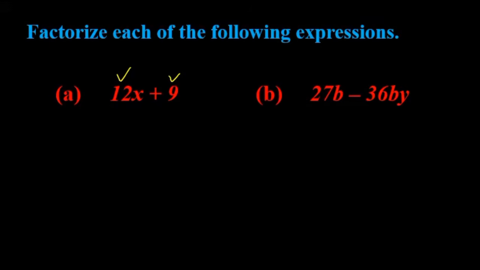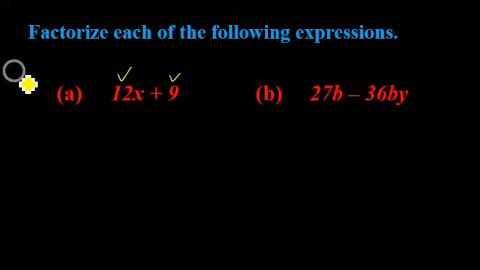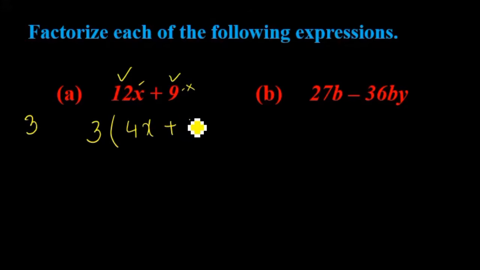So here again we have to see what are the common factors of 12 and 9. Simply the table of 3. What is the table of 3? And is there any variable common? No, there is no variable common. So only 3 is the common. 3 is the HCF. So how many 3s make 12? That makes 4. 4x plus 3 3s are 9. This is your answer.